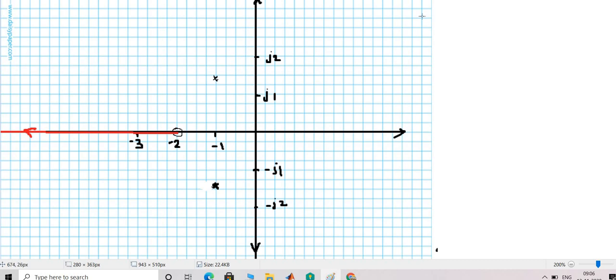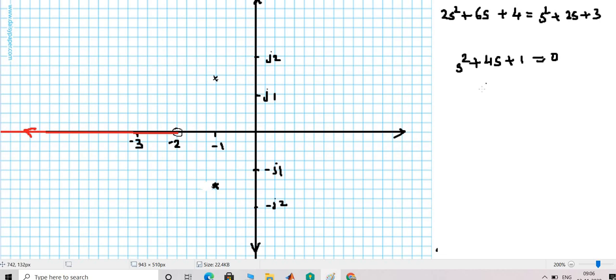On solving the equation we will get 2s square plus 6s plus 4 equal to s square plus 2s plus 3. That means s square plus 4s plus 1 equal to 0, where s is equal to minus 3.73 and minus 0.26. So these are two values of s.